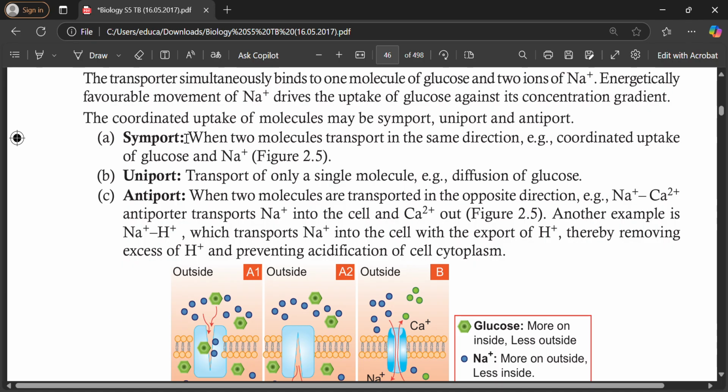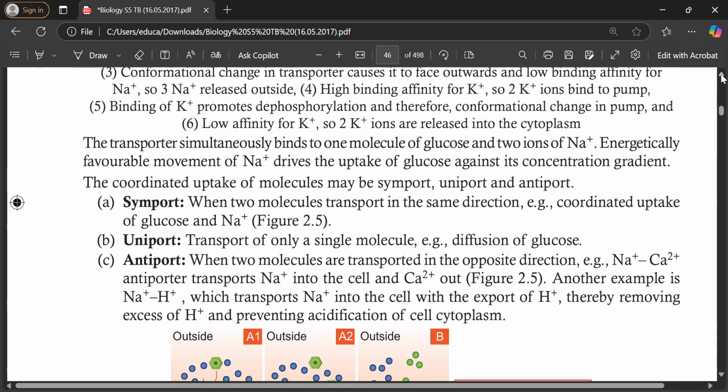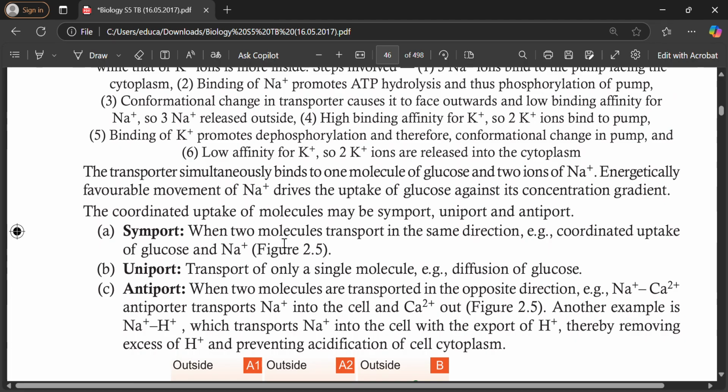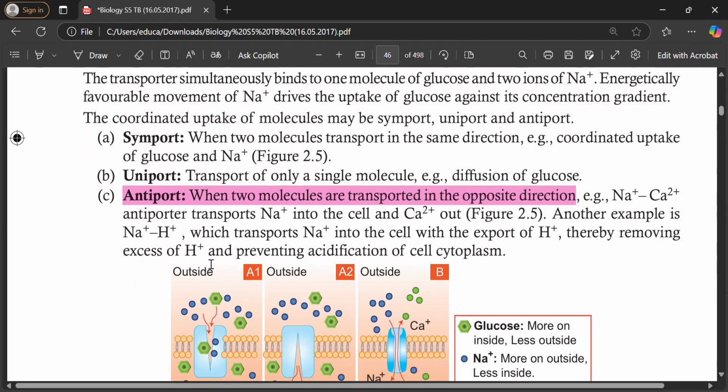Hanyuma iyo hari kubaho movement when two molecules transport in the same direction tuvuga ko ari symport. Hanyuma iyo dufite molecule imwe iri kugenda tubyita uniport. Ubwo ni nka diffusion wenda ya glucose n'ibindi bitandukanye. Hanyuma iyo hari kugenda two molecules ariko muri opposite direction we call that antiport. Nk'urugero sodium na calcium ni antiport transport. Another example ni sodium na hydrogen ion nabyo biri antiport.